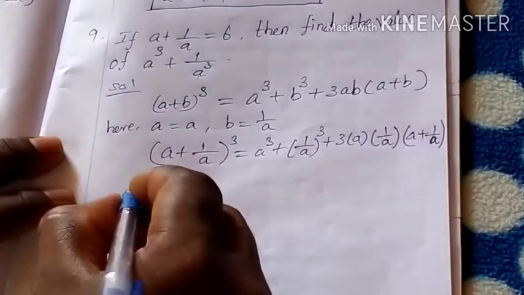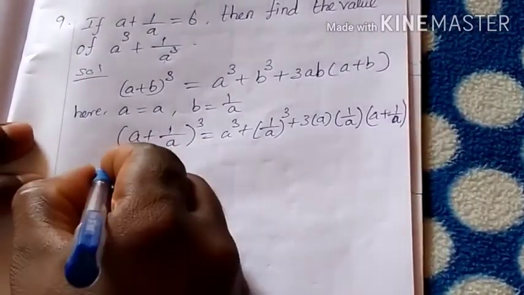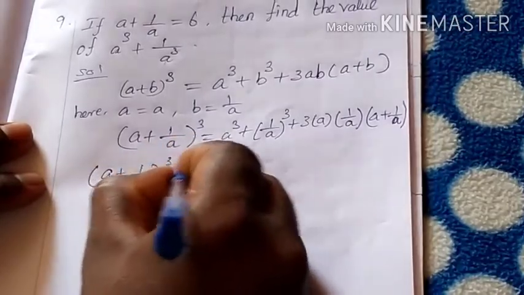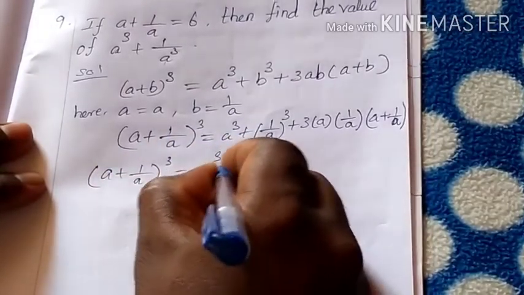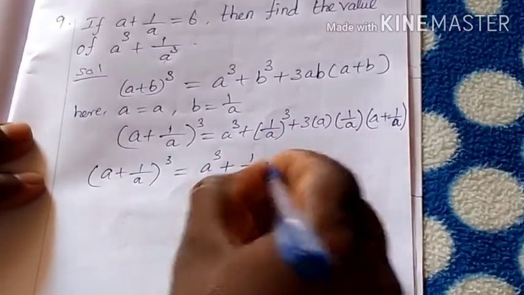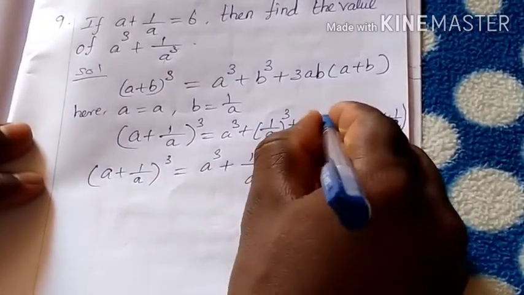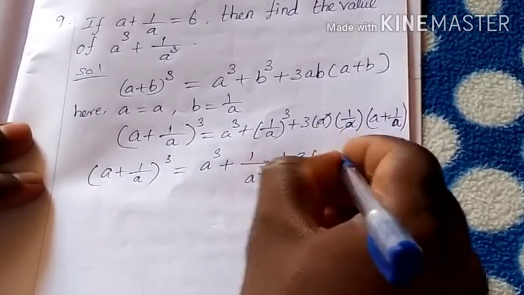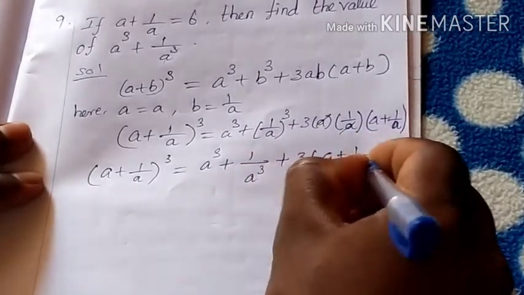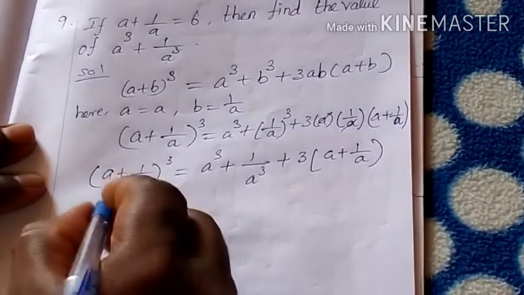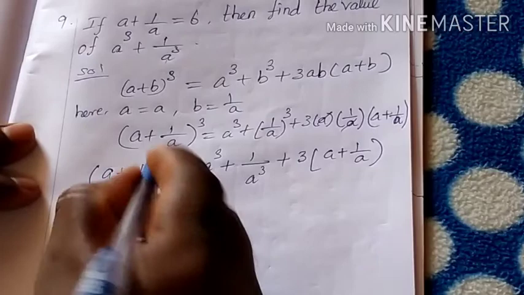Okay, (a plus 1 by a) the whole cube equal to a cube plus 1 by a cube, plus the a's are cancelled, remaining 3 into (a plus 1 by a). Understood? Okay, a plus 1 by a is given.